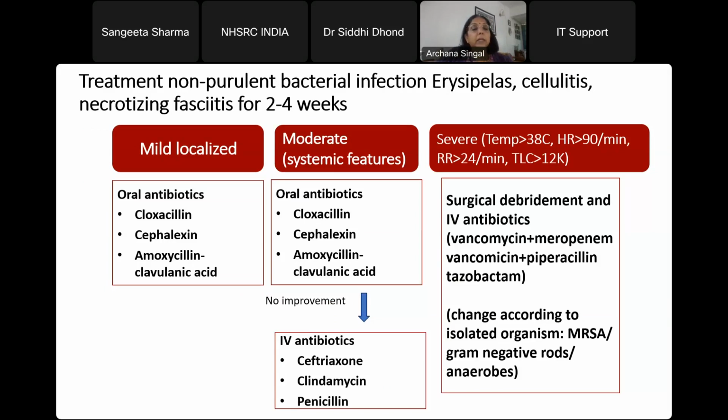And I will add, in necrotizing fasciitis, I always prefer to cover anaerobes also with metronidazole, that I forgot to mention. I have written anaerobes. So metronidazole has to be added in addition to the gram-negative and gram-positive coverage. Next.